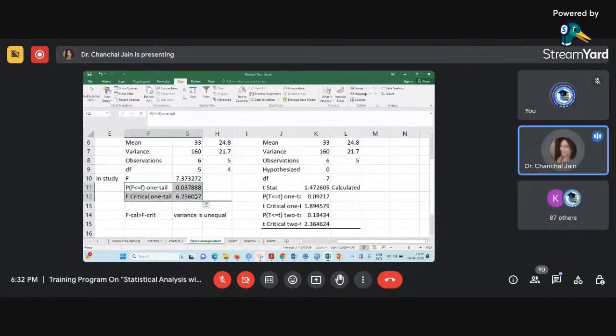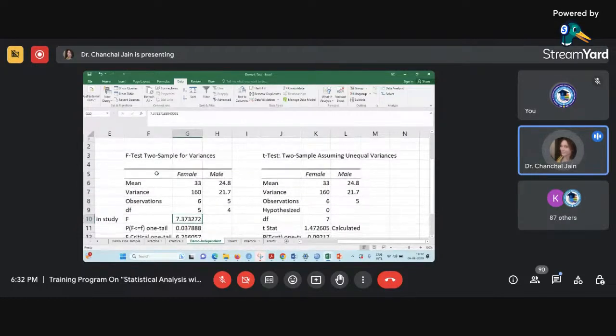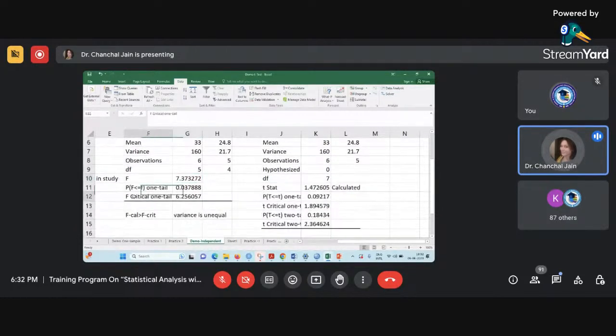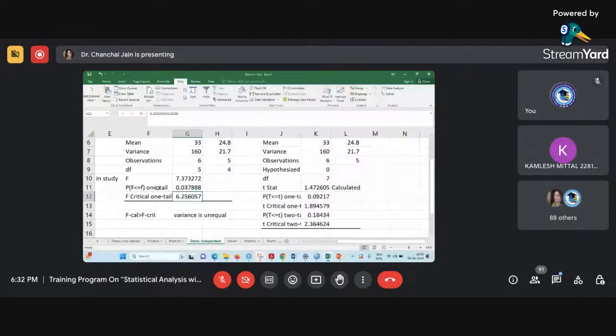So I am again repeating, I forgot to tell you this thing. Here we are getting F critical for one tail and also the p value for one tail. Generally we apply the F test as a two tail test, so in that case you need to double these figures. Multiply by 2. Similarly, the p value also you need to multiply by 2 for the two tail test. Is it clear? Yes. So that way you need to make your decision.